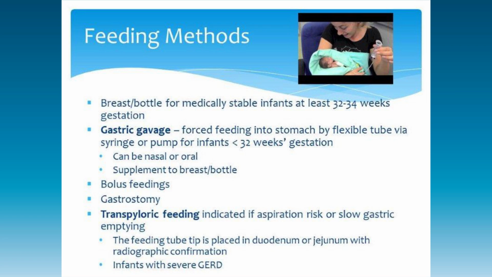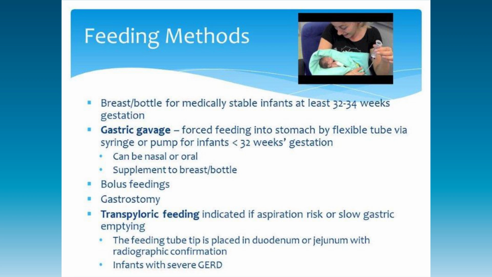So the method by which these infants are going to be fed just depends on their clinical condition, really. So, how premature are they? Ideally, we want them to breastfeed or take a bottle. If they're at least 32 to 34 weeks, usually that's realistic. They're usually fairly medically stable, and they can take it from a bottle or breast.